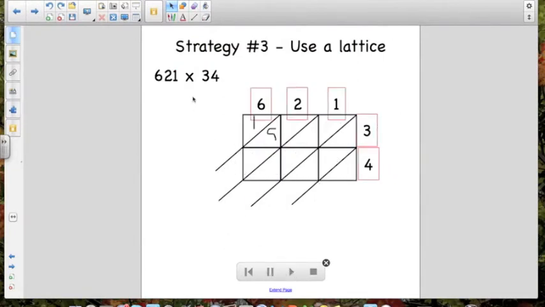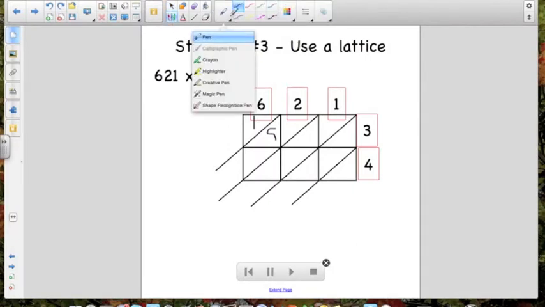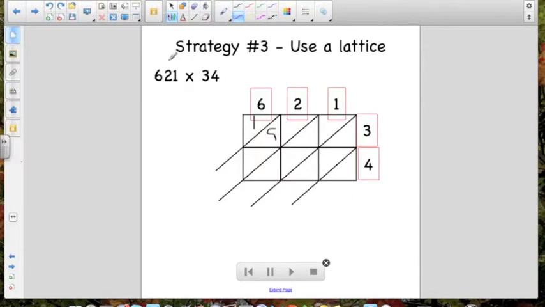So this is called a lattice, and before we play this one out, I'm going to show you kind of how we set it up. So you're going to take each of the digits of each of the numbers you're multiplying by, and you're going to split them up.